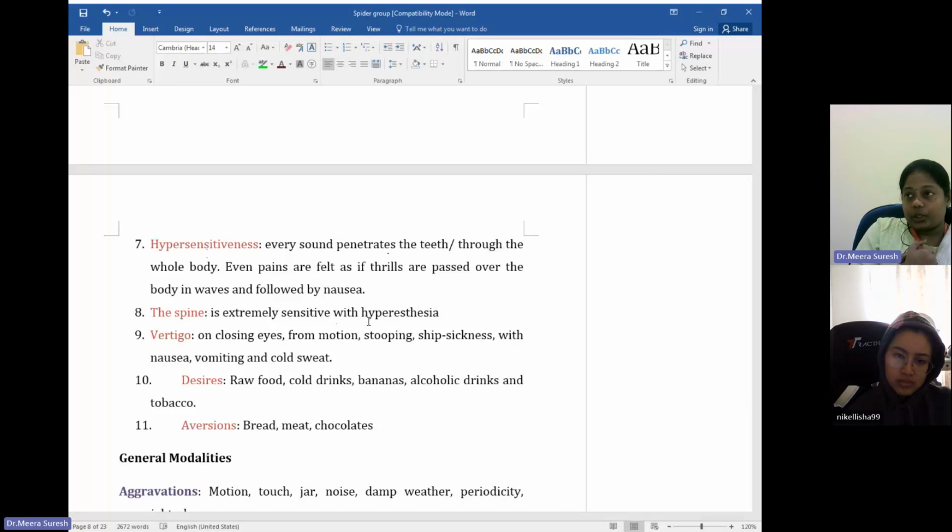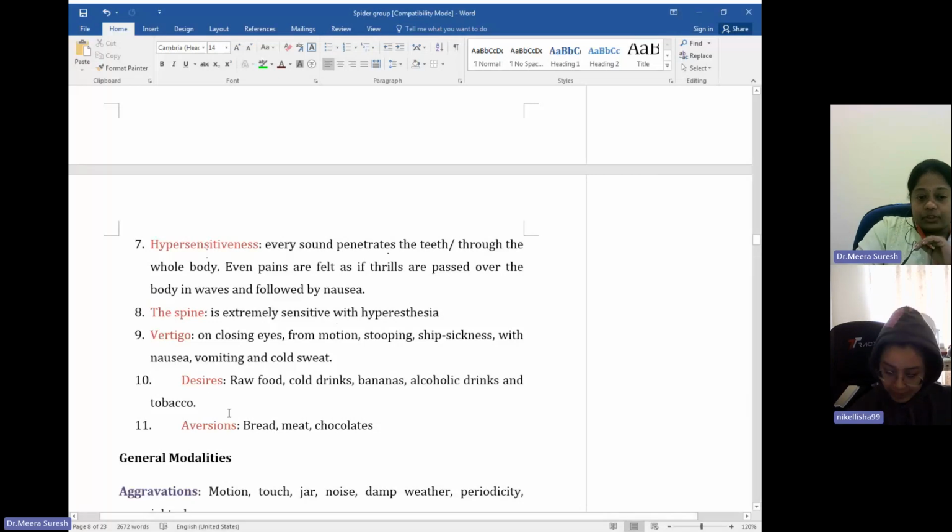And when we go to Tarantula, we see that if we are going to touch the spine of that person, I mean, in that vertebral, in the back area, it will produce a spasmodic pain in his chest and heart region. So this hyperesthesia is a characteristic feature, especially in the tip of the fingers and also in the spinal region. Then they have vertigo on closing eyes from any kind of motion, ship sickness, etc. This we will deal in Theridion.